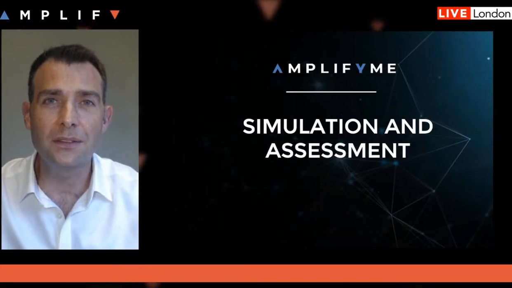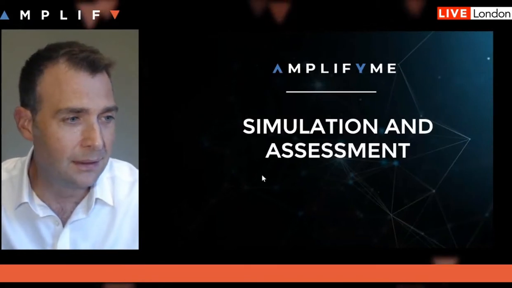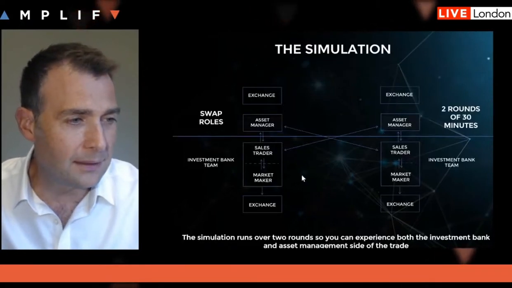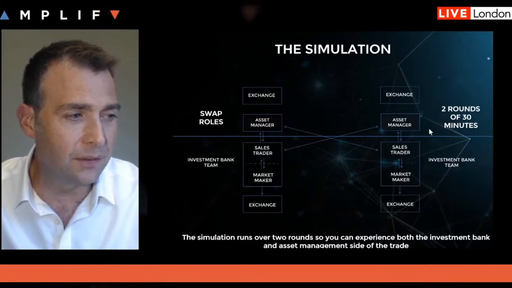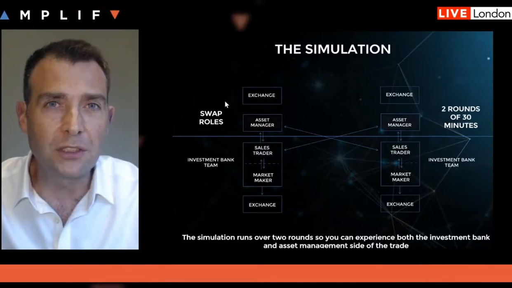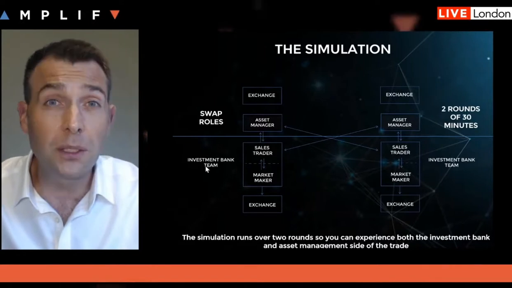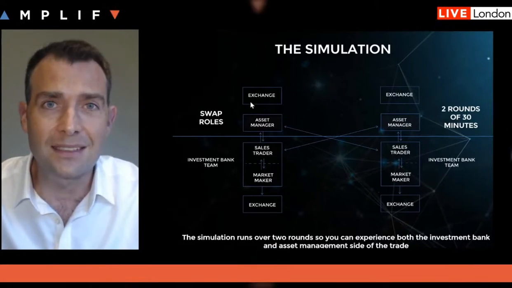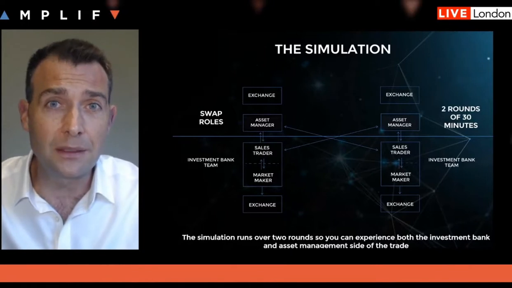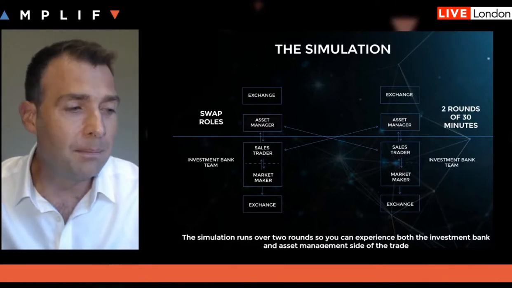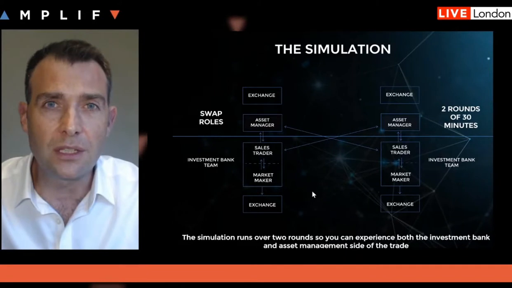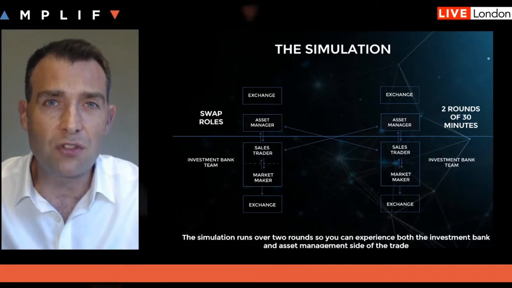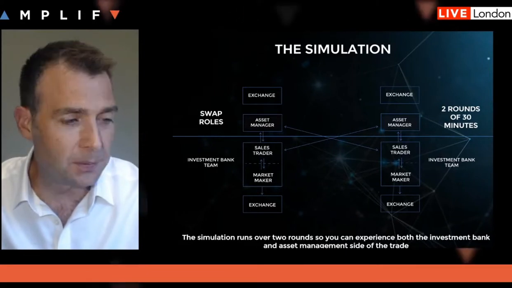Okay, so let's have a look at the simulation and assessment itself. As I've discussed, the simulation will take 2 rounds of 30 minutes. You'll be swapping roles. I don't know which one you'll start. You might start as an investment bank. You might start as an asset manager. It's going to be equally split for the session that you have. But make sure you do have a look at the research before the session starts. The trainer will deliver that to you just before the simulation.